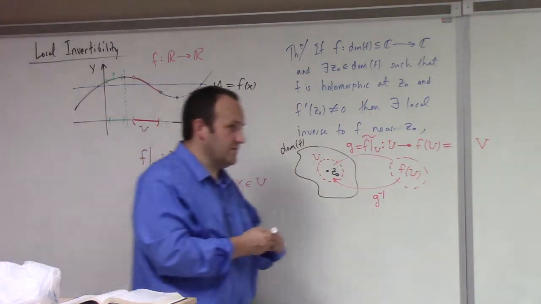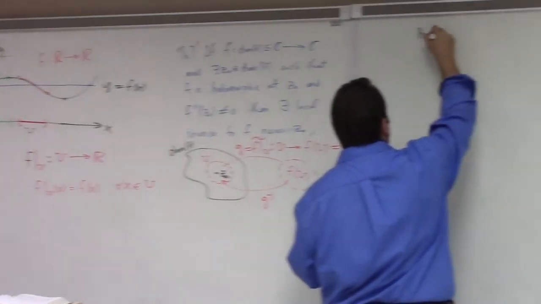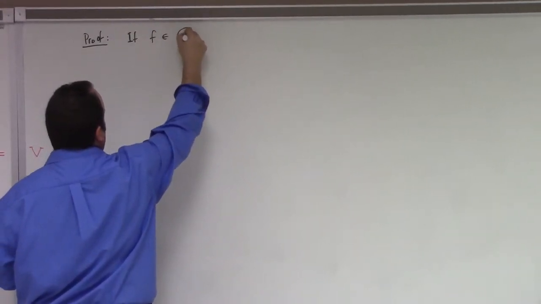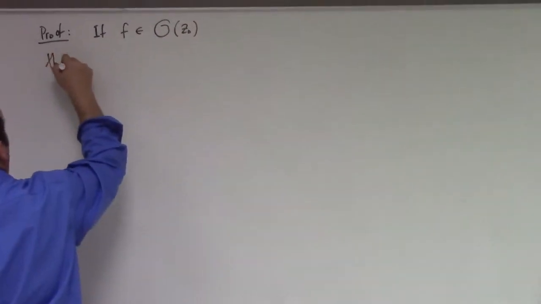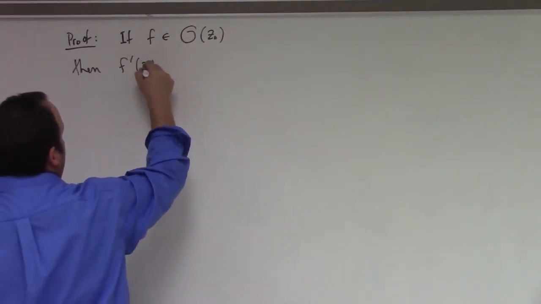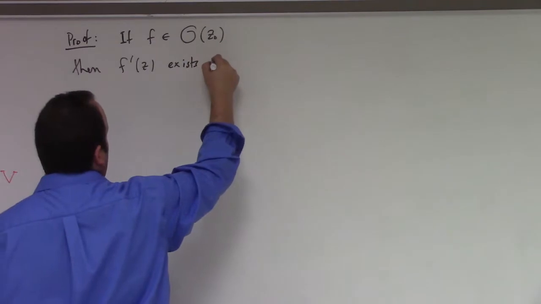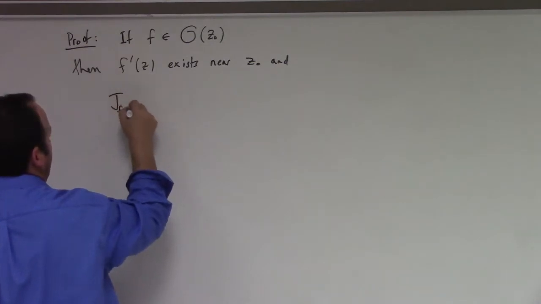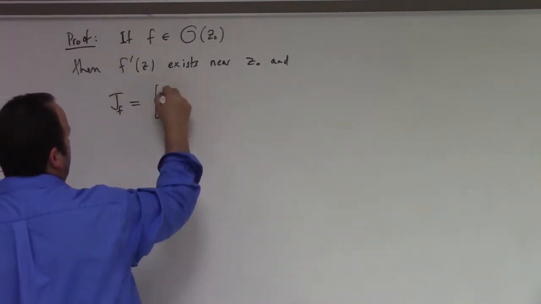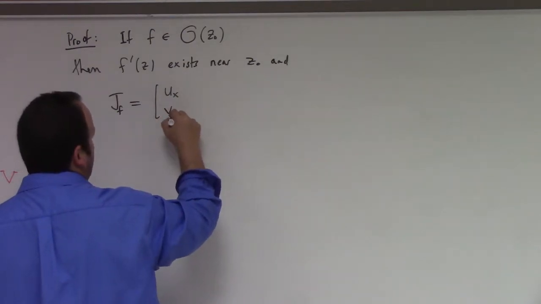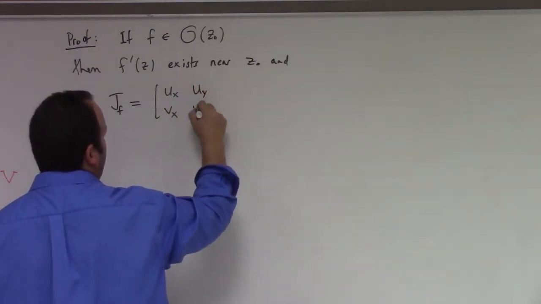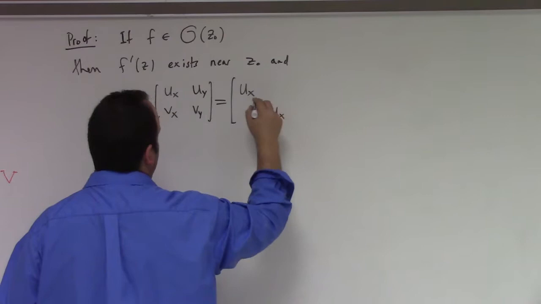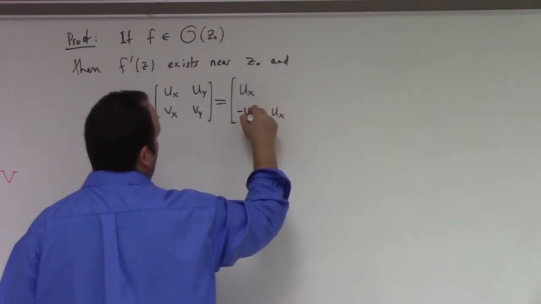Let me just talk about the proof a little bit, not too much. But the proof is essentially this. If f is holomorphic at z naught, then f prime of z exists near z naught, and the Jacobian of f is what? Well, the Jacobian matrix of f is u_x, v_x, u_y, v_y, but that's equal to what by the Cauchy-Riemann equations? It's u_x, minus u_y, right?